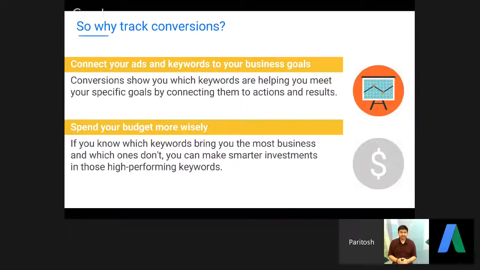Okay, now talking about the conversion aspect, the first thing you need to know is you need to connect your ads and your keywords to your business goals. Now when we say that, how conversion tracking works is, for any keyword which has triggered an ad in Google, and for every ad which has gotten you a click, and then a desirable action has happened, the system will be able to tell you in your AdWords interface how many times the keyword has gotten a conversion and how many times an ad has gotten you a conversion.